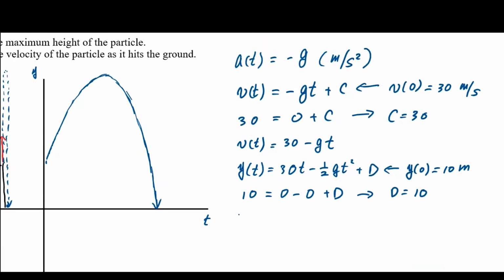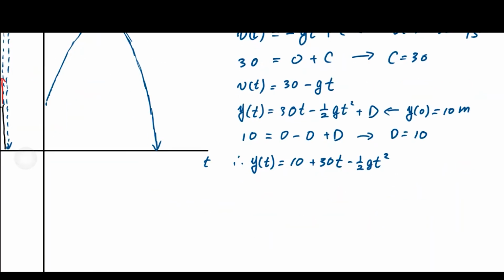Okay then. So finally, we have a height function. y of t is equal to, and let's put this thing first, 10 plus 30t minus 1/2 g t squared. And the 1/2 g is 4.9 then. So far, so good? Okay, now we are ready to answer these questions. So let's do A here. We have to find the maximum height. Let's just look at this thing.